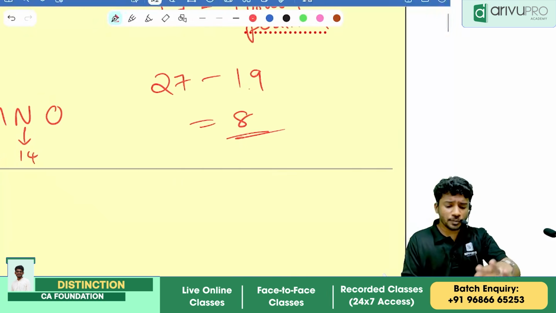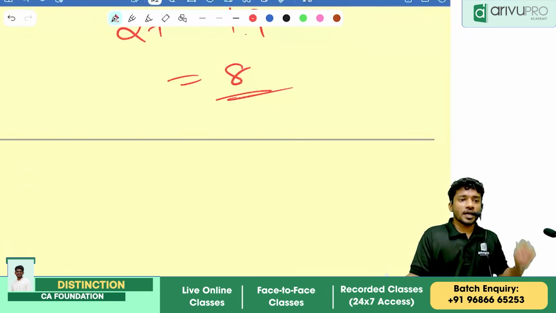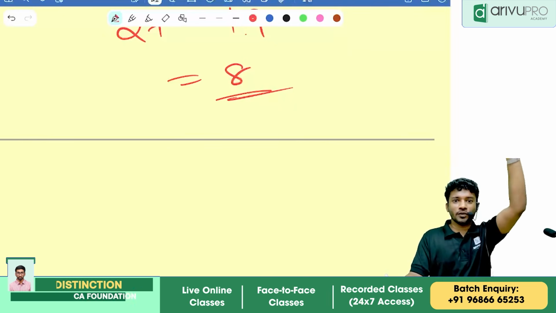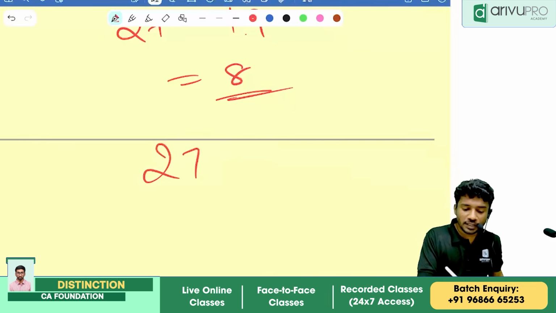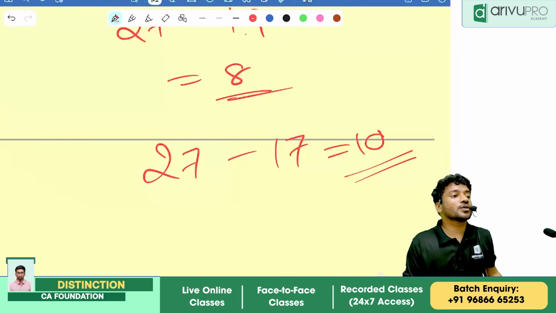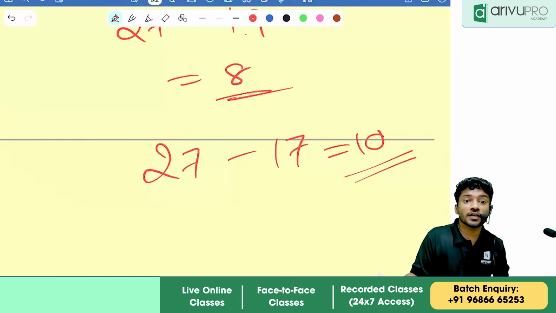What is the backward position of Q? O, P, Q. O is at 15. P is at 16. Q will be at what? 17. So 27 minus 17, which is equal to what? 10. Likewise, you can remember it, people. This is very, very important.